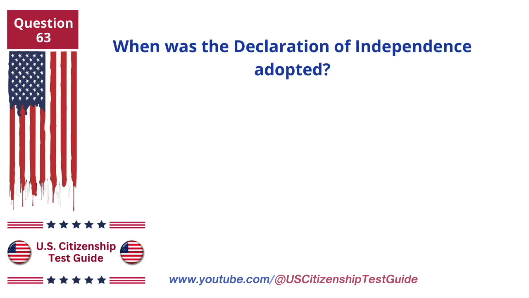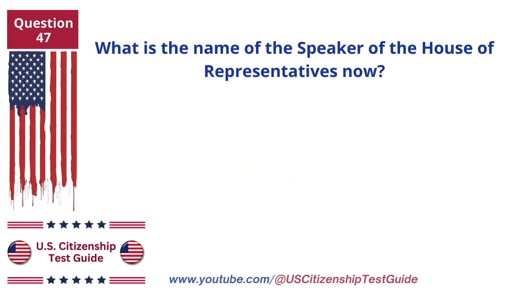When was the Declaration of Independence adopted? July 4, 1776. What is the name of the Speaker of the House of Representatives now? Mike Johnson.